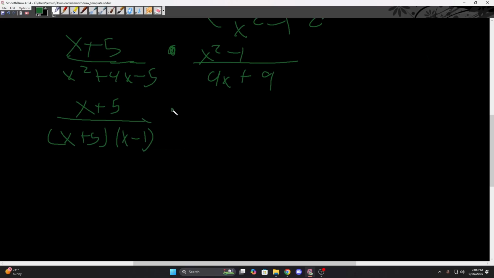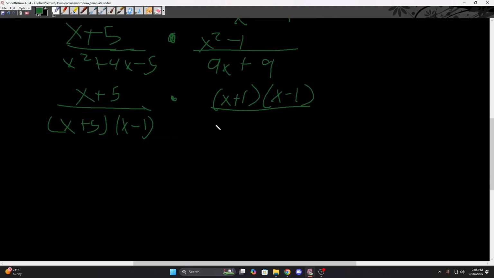And then here you should get x plus 1 times, parentheses, x minus 1 to get x squared minus 1, since it's difference of two squares. And then here you have 9x plus 9. Well, obviously it'd be 9, so it'd be 9 times x plus 1. And now you would cancel out.